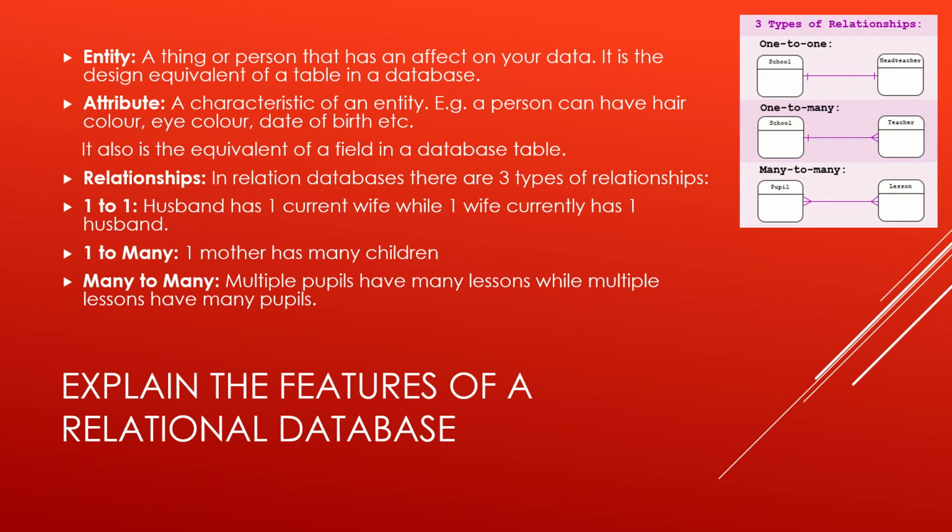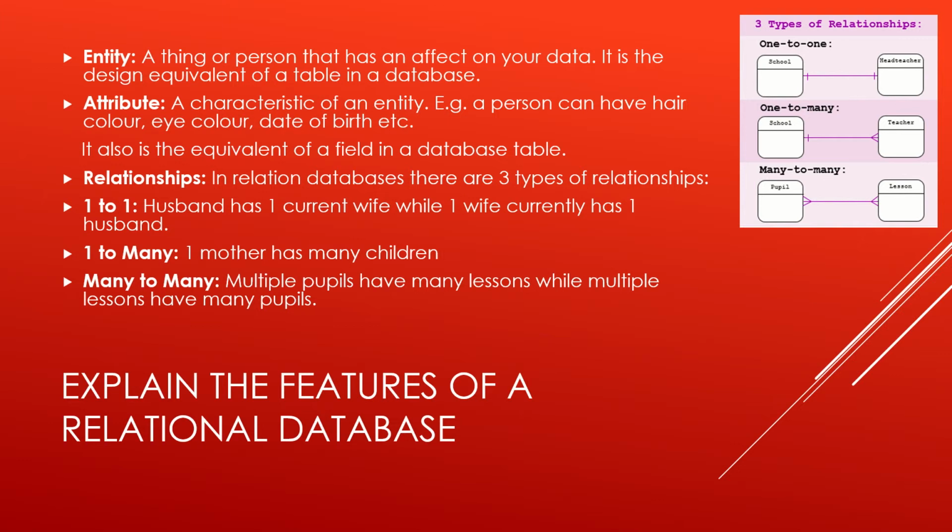Explain the features of a relation database. Entity: a thing or person that has an effect on your data. It is the design equivalent of a table in the database. Attribute: a characteristic of an entity. For example, a person can have hair color, date of birth, you name it. It is also the equivalent of a field in the database table.